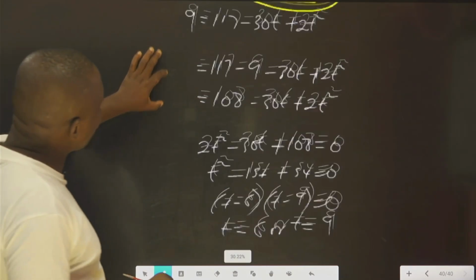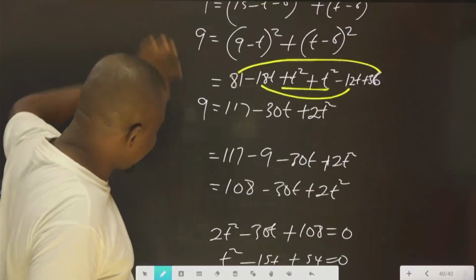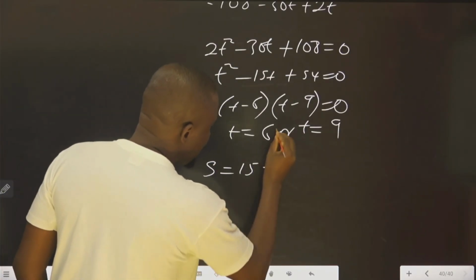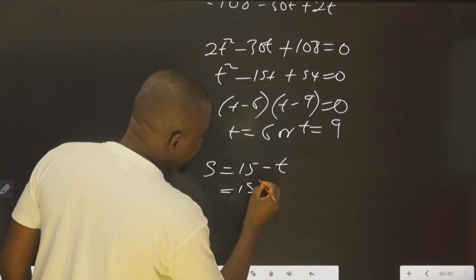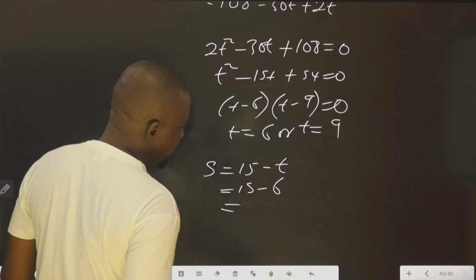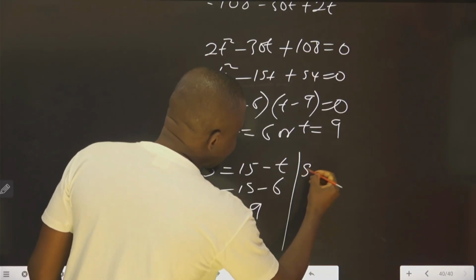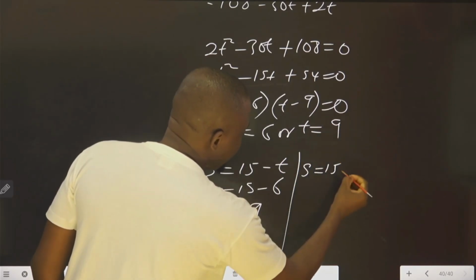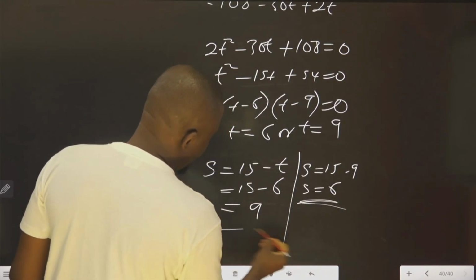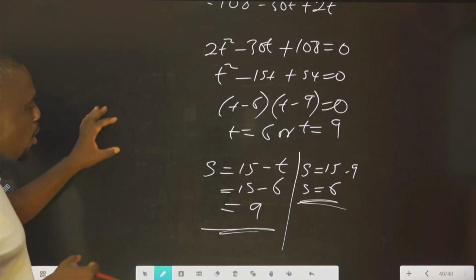So now that we have this, we go back to this, S equals to 15 minus T. We substitute here for the first one, 15 minus 6. You agree with me? If you work on this now, you're going to have 9. The second one is S equals to 15 minus 9. If you work on this now, you're going to have 6. So we have the two values for these guys.